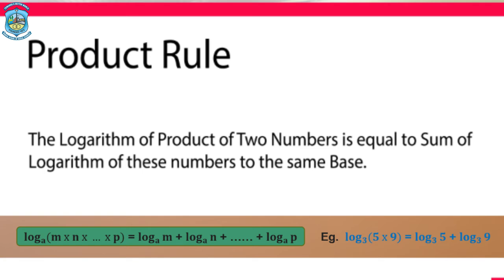It says that the logarithm of a product of two numbers is equal to the sum of the logarithms of these numbers to the same base. A general structure of this law is log of m into n into something up till p, whole base a, is equivalent to log of m to the base a plus log of n to the base a plus up till log of p to the base a.